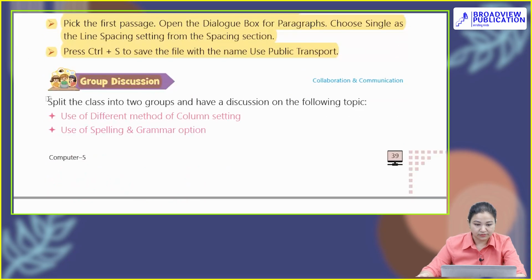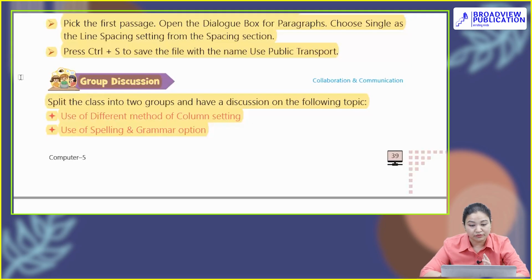Now group discussion. Split the class into two groups and have a discussion on the following topics. So the first topic is use of different methods of column setting and the second topic is use of spelling and grammar options. So you have to discuss these two topics with your class.